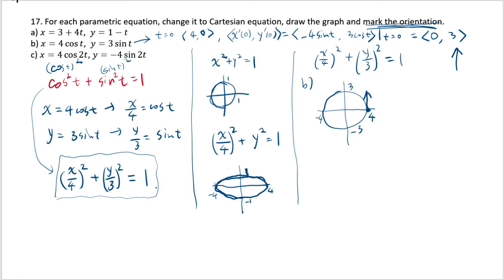So that's what we choose. So the direction is actually going that way. Just because the velocity vector at 4 is going up, it must mean that the circle is going counterclockwise. So I might say orientation is counterclockwise.